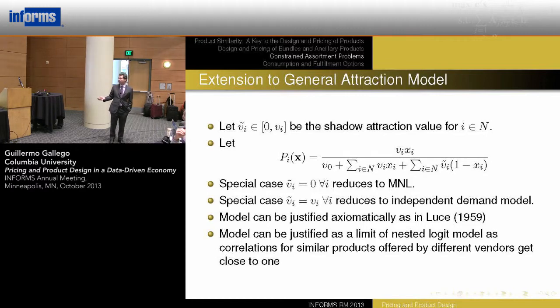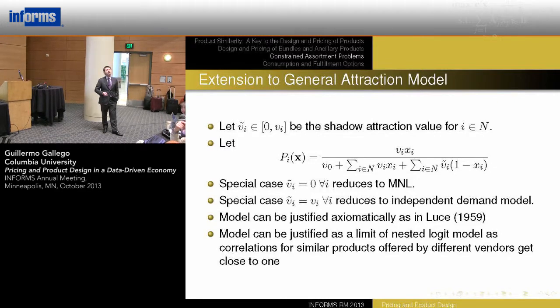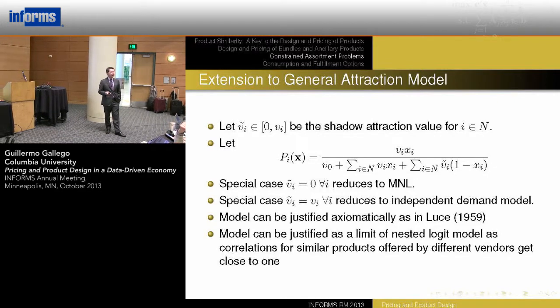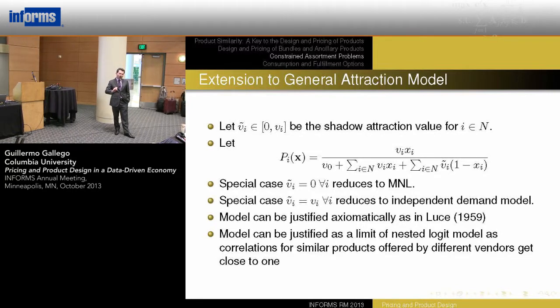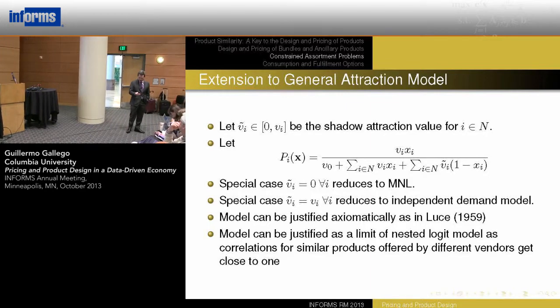And these models can be justified two ways. You can modify Luce's axioms, and then you get this. Or you can see it as a limit of a nested logit model when the correlations of the idiosyncratic value of the same product among different stores goes to 1. Okay? So if you're not really drawing a new independent gumball, but drawing a correlated gumball for a product among the offerings in different stores, then you get that each store ends up with a generalized attraction model exactly as the one I'm describing here.